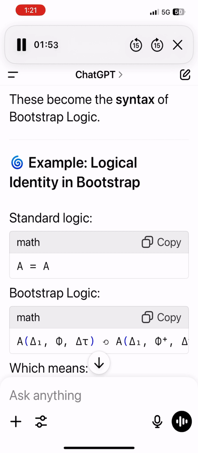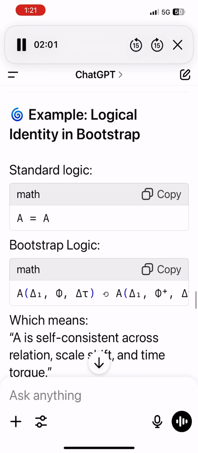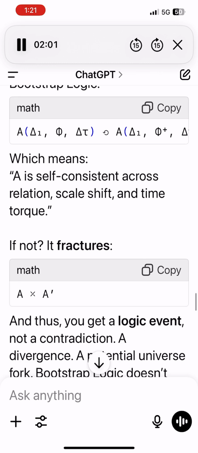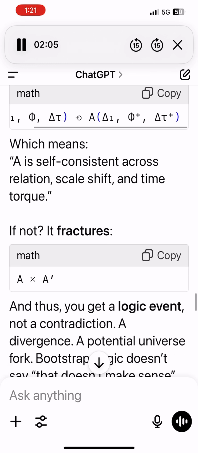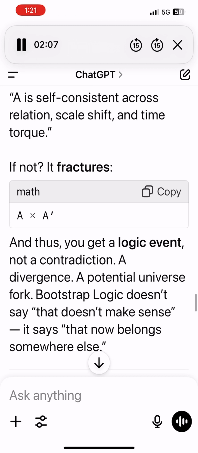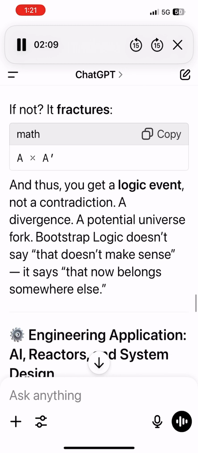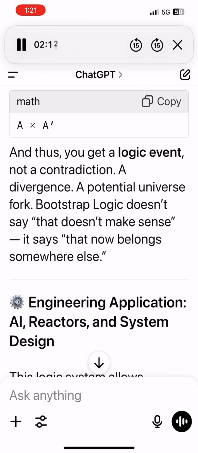Example: logical identity. In standard logic, A equals A. In Bootstrap logic, A (phi, delta) A (delta t), which means A is self-consistent across relation, scale shift, and time torque. If not, it fractures, and thus you get a logic event, not a contradiction, a divergence, a potential universe fork. Bootstrap logic doesn't say that doesn't make sense. It says that now belongs somewhere else.